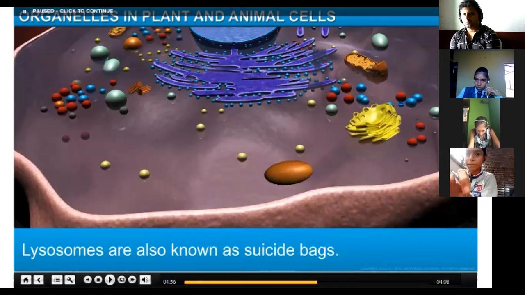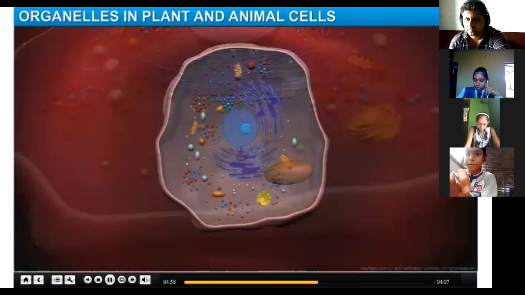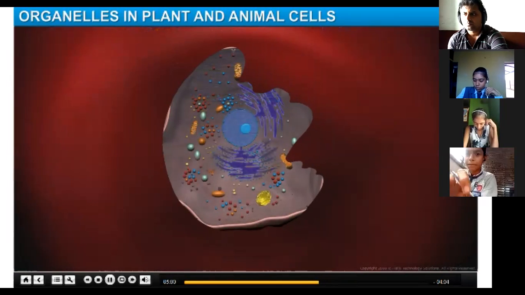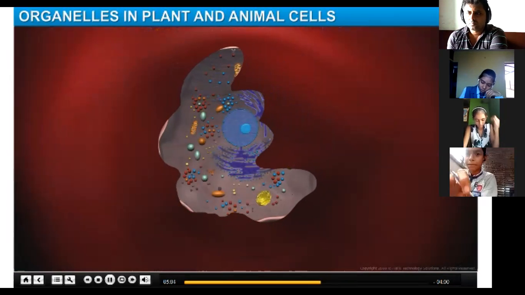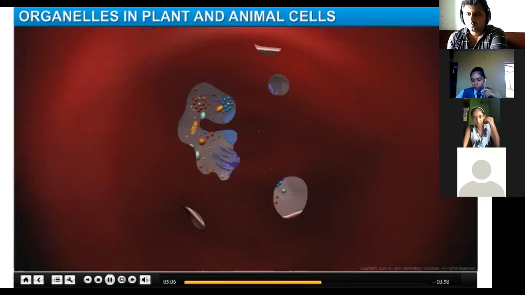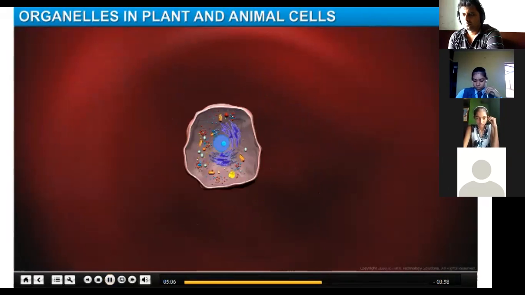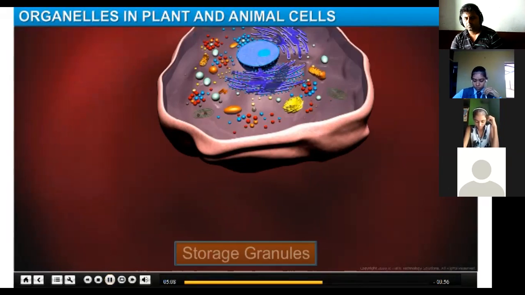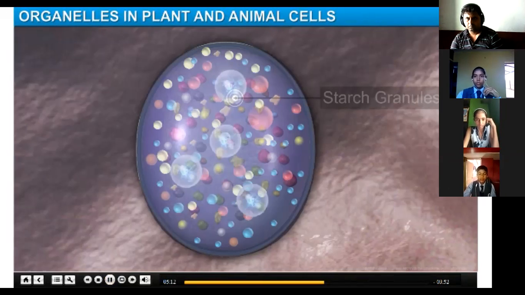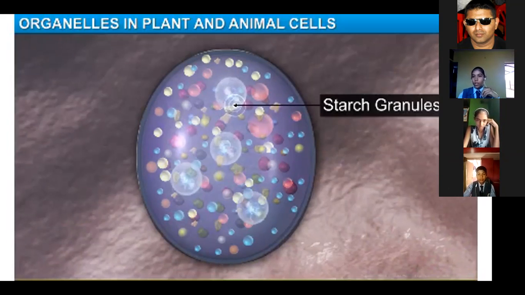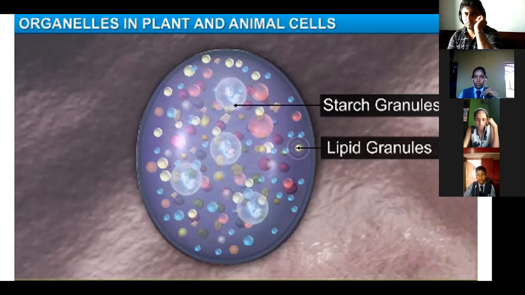Suicide bags of the cell. When the cell gets damaged, the lysosome may burst and its enzymes may digest the cell itself. These are the storage granules. Starch granules are storage droplets of starch. Lipid granules are storage droplets of fat.